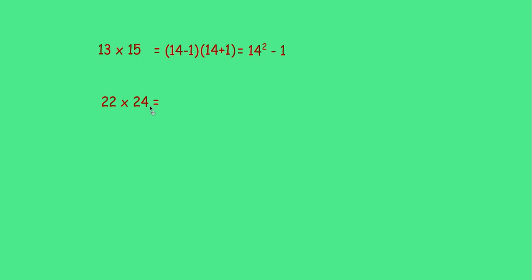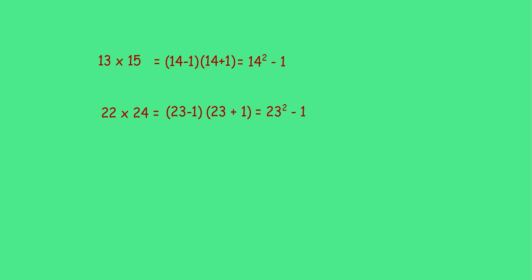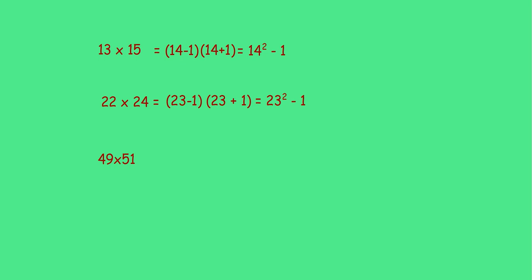Similarly, 22 and 24 are two successive even numbers. How will you find it in this way? 22 you can write as 23 minus 1 and 24 you can write as 23 plus 1. So 22 into 24 you can write as 23 square minus 1. If it is so, what is 49 into 51? That you can write as 50 square minus 1, that is 2500 minus 1, which is equal to 2499. Verify it with the actual multiplication.